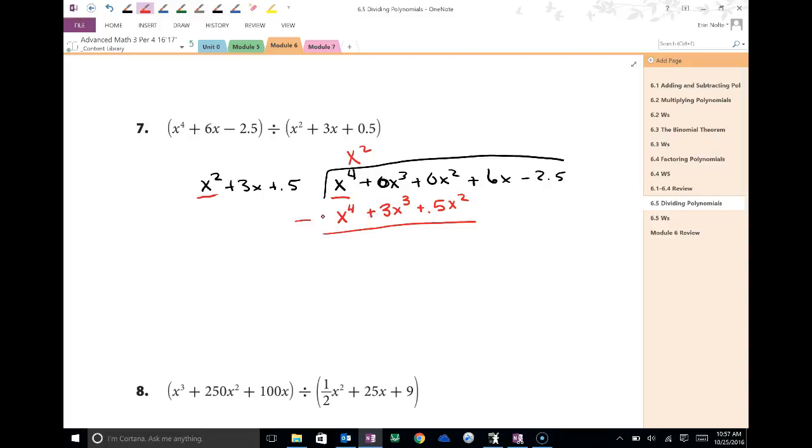How many x cubes do I have? Negative 3x cubes. And how many x squared? 0 minus 0.5? Negative 0.5. Tell me if I'm going too fast, by the way. Good so far? Okay, so now I'm looking at the x squared and comparing it to negative 3x cubed. So what would I have to multiply x squared by to make it negative 3x cubed? Negative 3x. So I'm going to multiply that through. Negative 3x times x squared is negative 3x cubed. And negative 3x times a positive 3x?